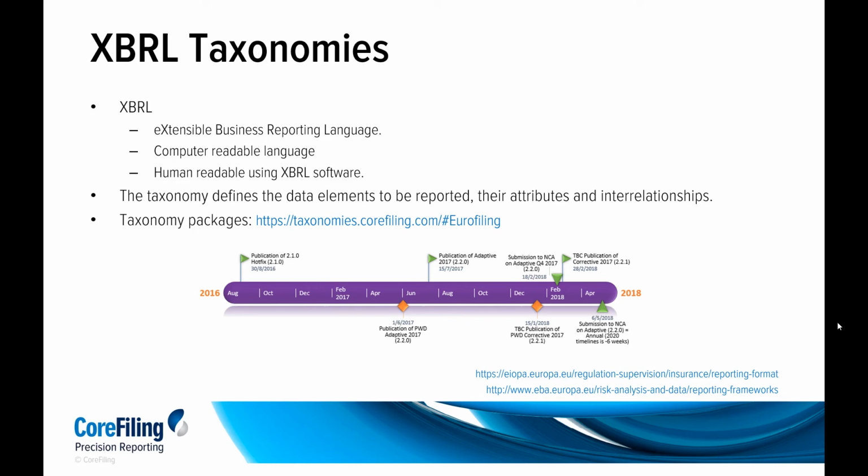So anytime we're referring to someone using a taxonomy, what we really mean is that they're using their XBRL software with the taxonomy. The taxonomy defines each of the data elements that have to be reported by the filer, and the taxonomy validation rules define how each of those data elements relate to each other.